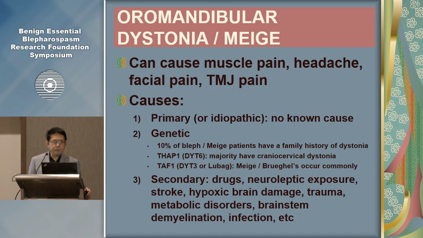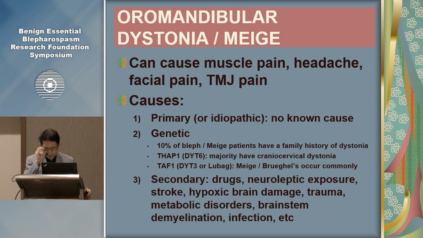Genetics: about 10% of patients with MEIGE or Bleph have a family history of dystonia. And it doesn't have to be Bleph. It could be some other form of dystonia. And this is not meant to be a comprehensive list, but there are certain dystonia syndromes that run in families and several members. For instance, I listed the two biggest ones. One is DYT6, and the majority of them have craniocervical dystonia.